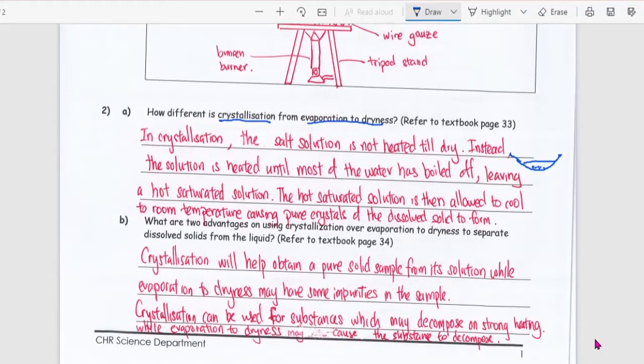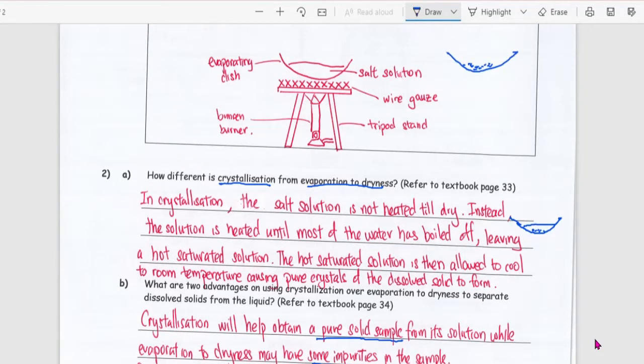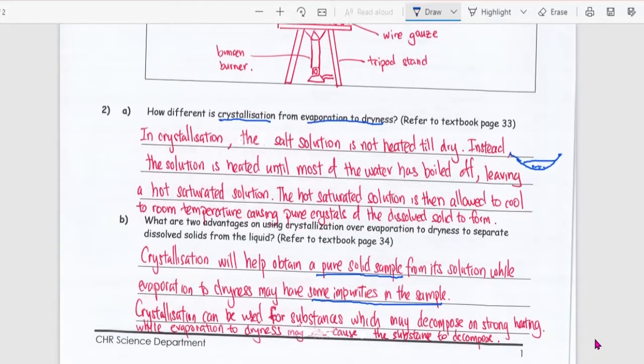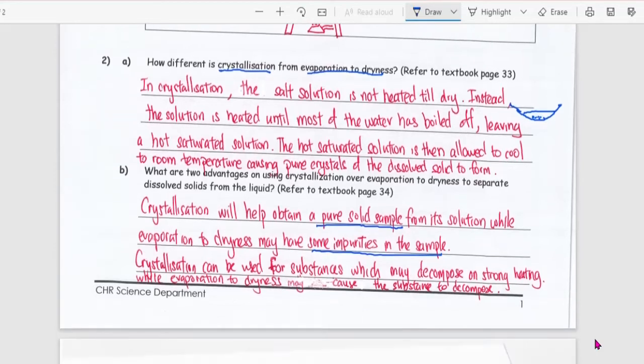So what's the advantage? Do take note, crystallization helps to obtain a pure solid sample, while evaporation to dryness may have some impurities, because when you heat it, all the water disappears. What you have left is all the dissolved solid, which may contain salt but may also contain other substances that we do not know. So it contains salt plus other impurities. But for crystallization, the crystals that form are all the same type of particles, which is the salt that you want. So you get a pure solid sample. Do read up a little bit more.